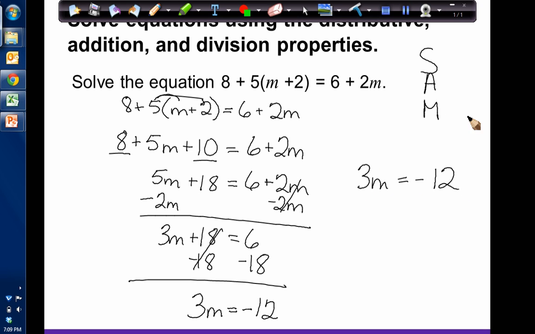For our final step, we'll use the multiply divide step, the multiplication property of equality. I'm going to divide by 3 on both sides. That way I can have a coefficient of just 1. And divide by 3 on this side as well to get negative 4.